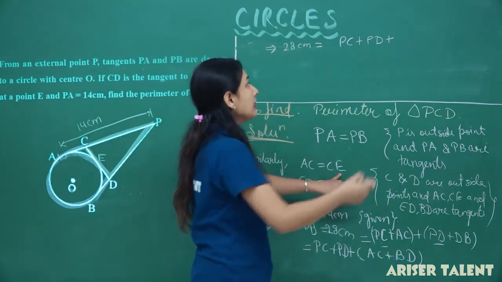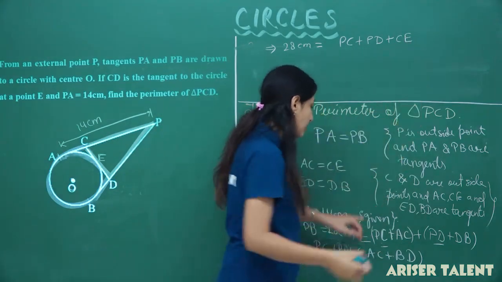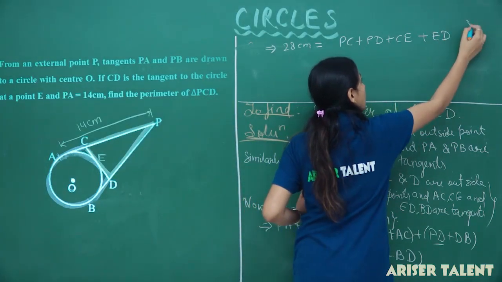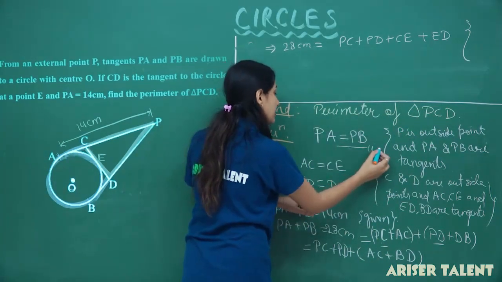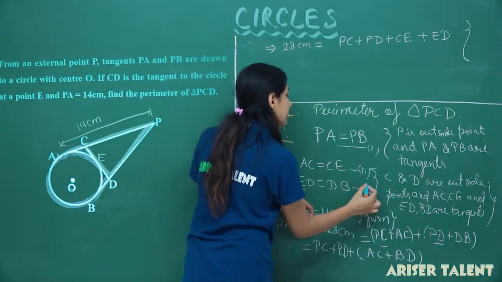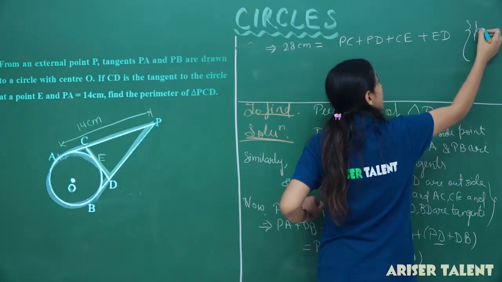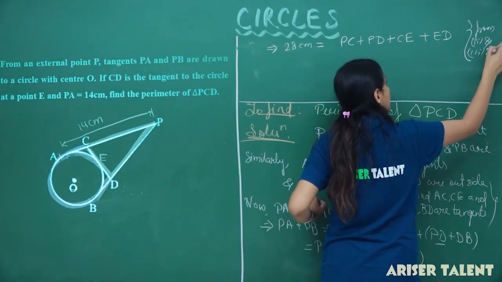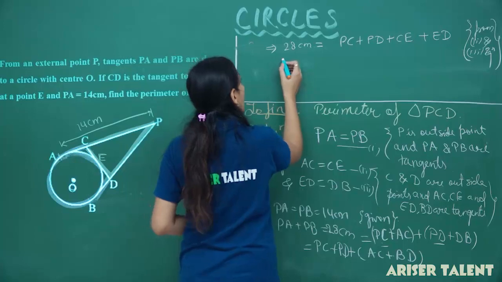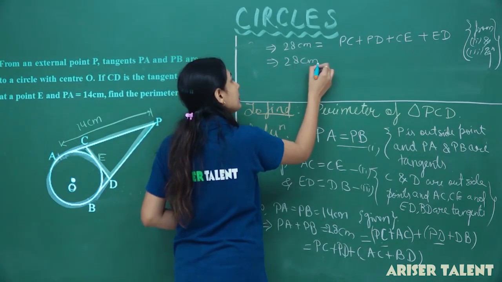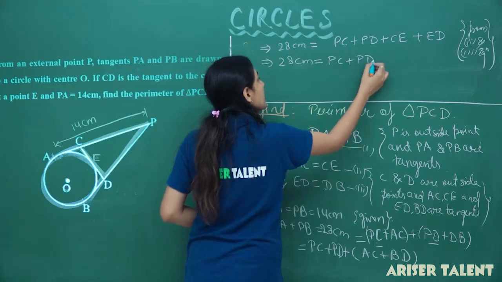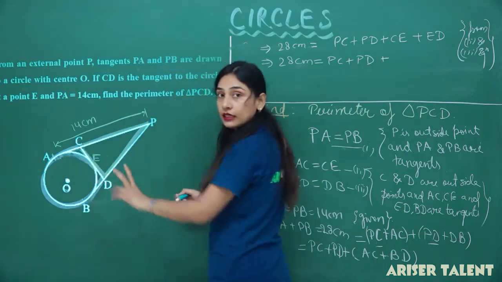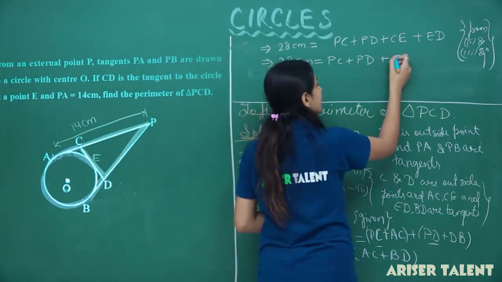CA is equals to what? CE. Okay, so CE and BD. BD equals to ED. So plus ED. I can write it, if I write it first, if I write it second and if I write it third. So from second and third equation, these values will be equal. Now implies that 28 centimeter equals to PC plus PD plus CE plus ED, which is nothing but CD. So, okay, I'll write CD here.